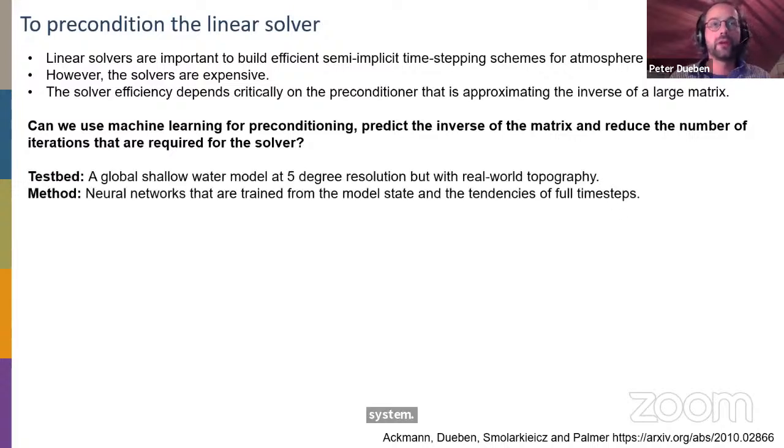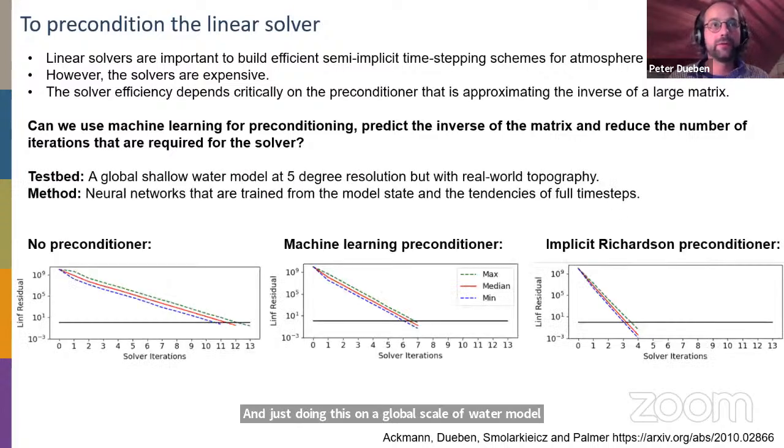He's doing this on a global shallow water model with 5-degree resolution, and he's getting quite good results. On the left side here, you see a case where we run the linear solver and the iterations that we need, and the residual is plotted on the y-axis. The black line is the point where you're good enough and you can stop the solver. This is typically reached after something like 12 iterations. If you now use a machine learning preconditioner, you have only 7 iterations, so the number is smaller and you're much more efficient.